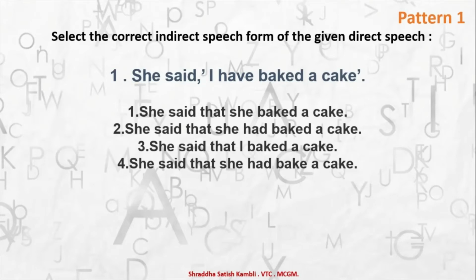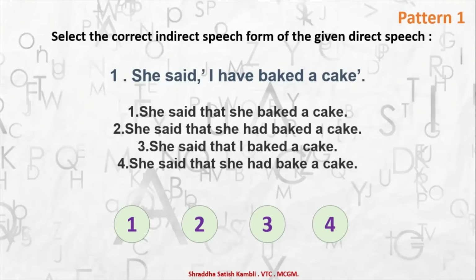See, there are so many small things which you have to remember. For this pattern, you have to select which is the correct indirect speech form. Here are your options. Now tell me which one is correct. Is it 1, 2, 3 or 4? Remember, always pause the video and try to find out the answer yourself. Then you will learn better. So which one is the correct answer, children? The second one. She said that she had baked a cake. Now see, this is the past tense. She had baked a cake is the correct one.